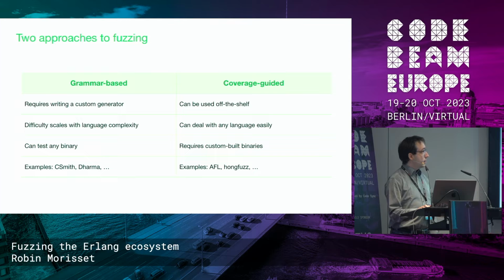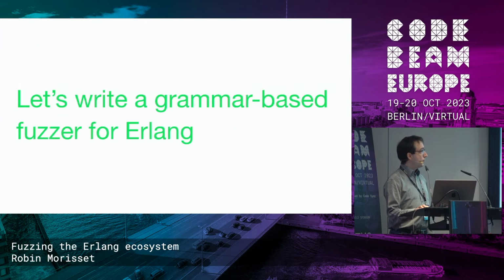However, in our case, the goal is to fuzz lots of binaries like erlc, which is in Erlang, and eqWAlizer, which is in Scala, and the beam, which is in C. And so getting coverage information from all of that in the right format is extremely difficult. So instead, I went with the first option because, after all, Erlang is a fairly simple language. So let's just write a tool that generates Erlang.